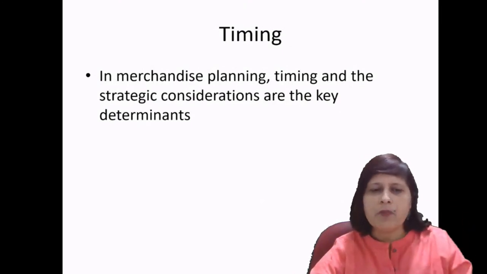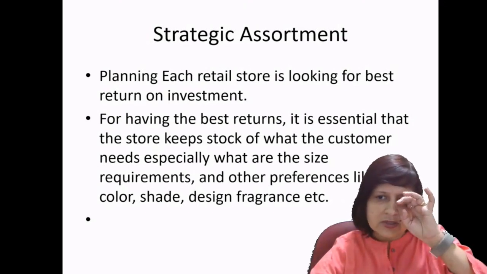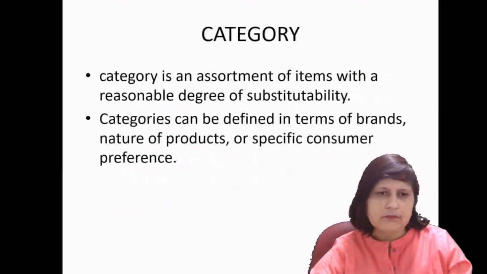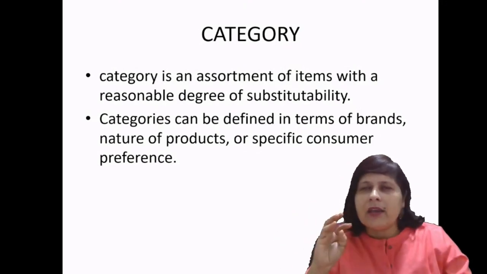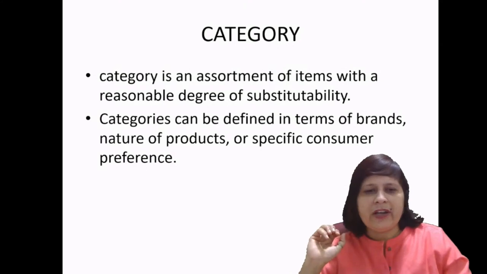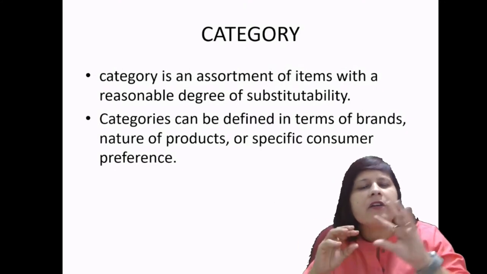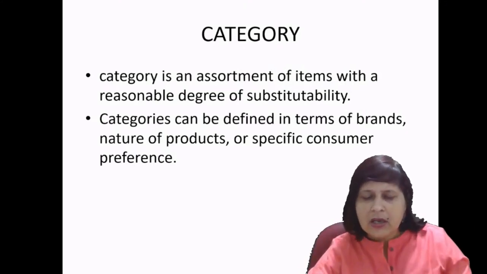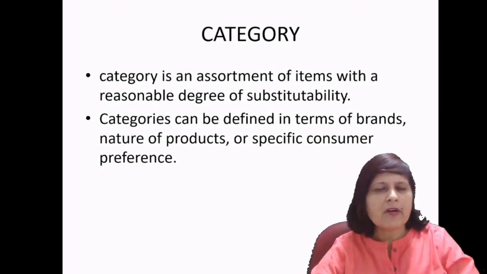Timing plays a very important role, right? I discussed it. Assortment planning. Each retail store is looking for return on the assortment, right? Next is category. Now, what is category? Category is an assortment of items with a reasonable degree of sustainability. Category can be defined in terms of brands, nature of the product, specific consumer preferences. We categorize the product on various bases.